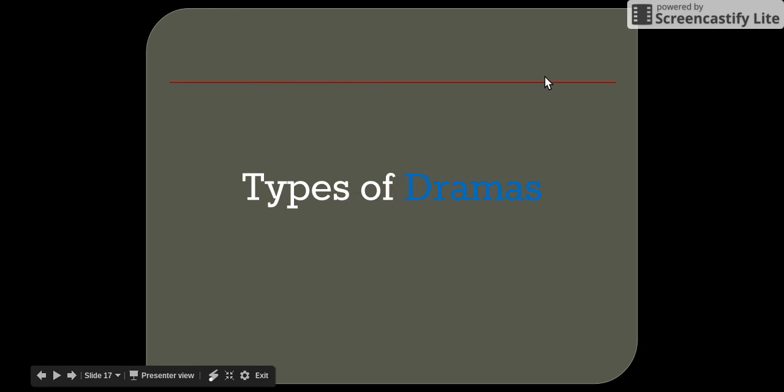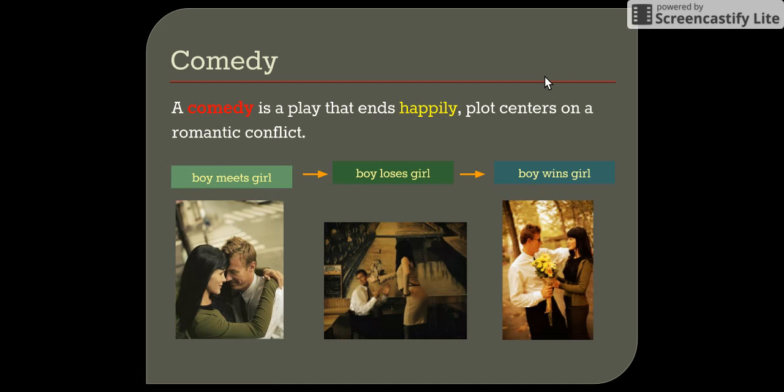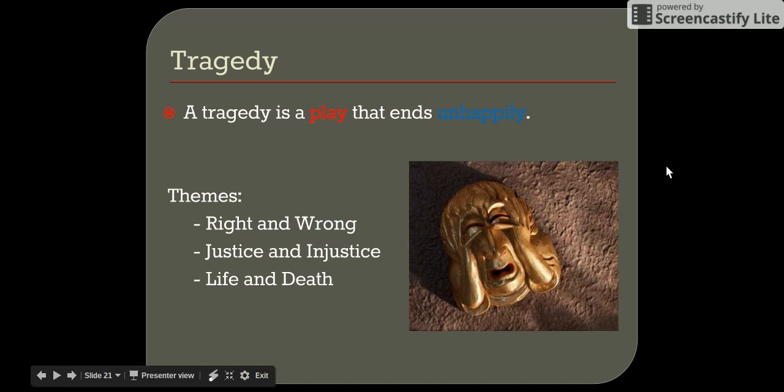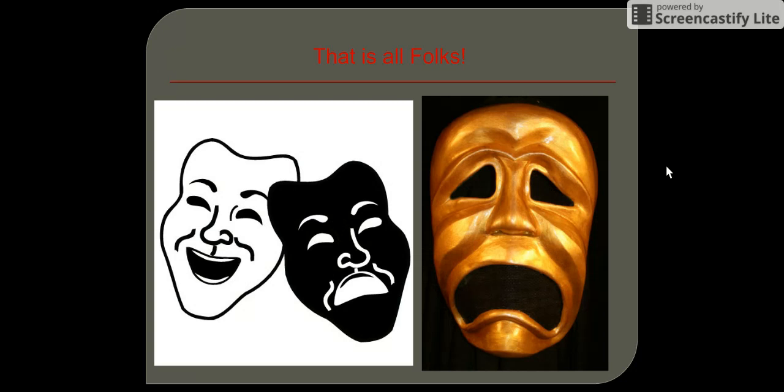And then there's different types of dramas or plays, in which it could be comedy. Comedy is a play that ends happily. Usually its plot centers on a romantic conflict. An example, boy meets girl, boy loses girl, and boy wins girl. Tragedy is another example. A tragedy is a play that ends unhappily. And that is all, folks.